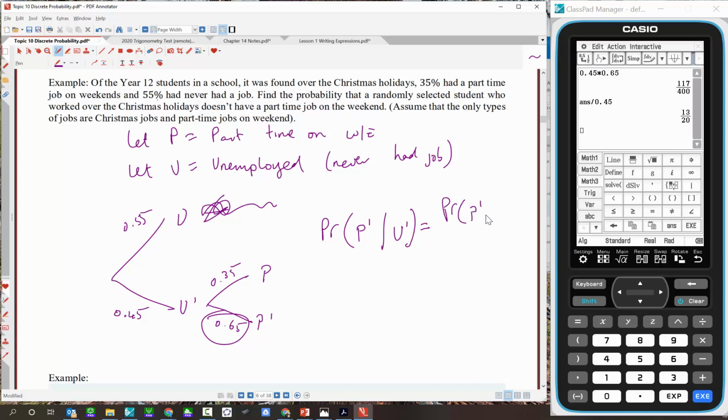P and not U over the probability of not U. Okay, not P and not U means we're going to do 0.45 times 0.65 all over 0.45. Yep, for sure, they cancel out, leaving us with 0.65, or as you can see here, I quickly worked it out on my calculator, it is 13 on 20 as a fraction.